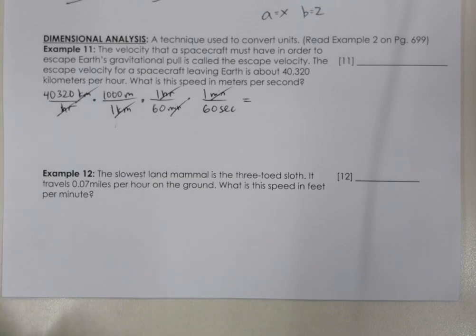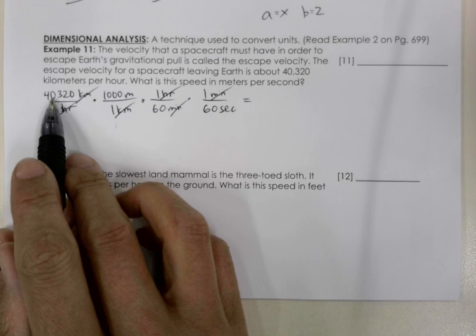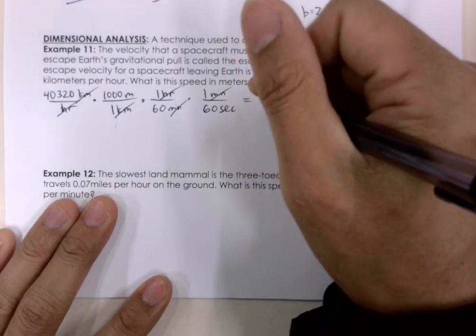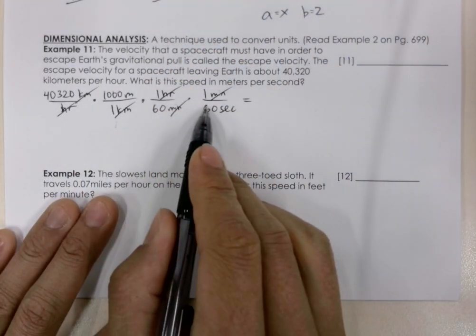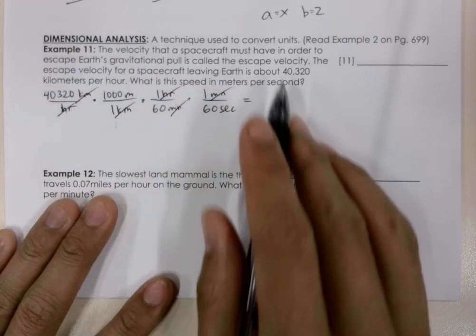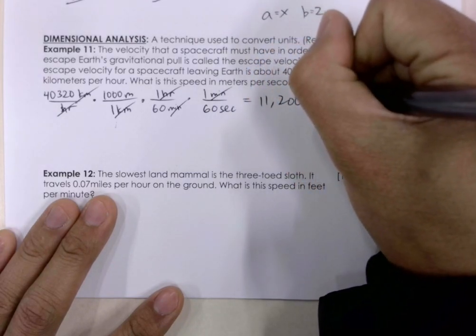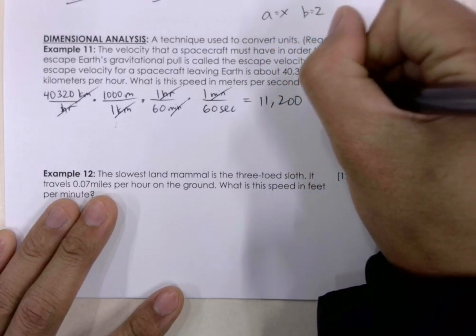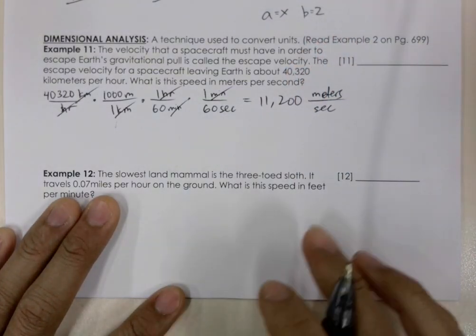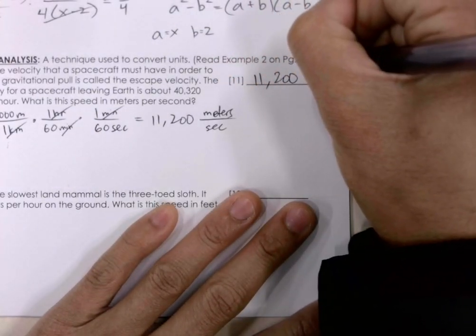So we're going to have to break out the calculator, and we'll do the math. We'll multiply straight across. It's 40,320 times 1,000 in the numerator, divided by 60 times 60. Right? So if you punch that all into a calculator, what you're going to get is 11,200 meters per second. All right, so that's 11,200 meters per second.